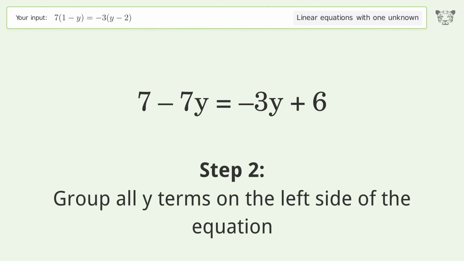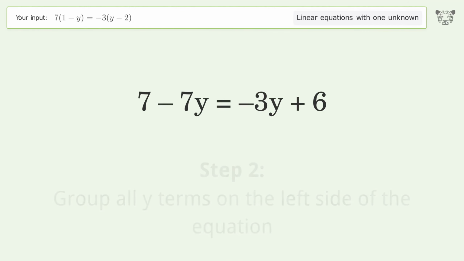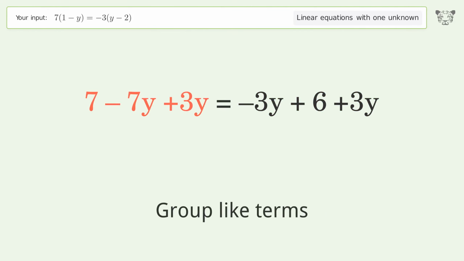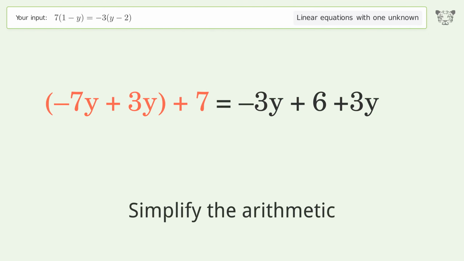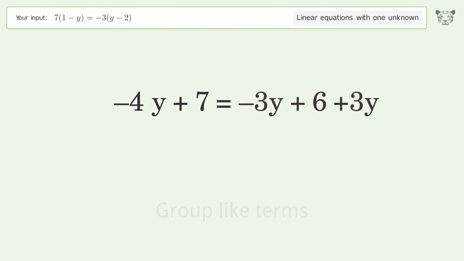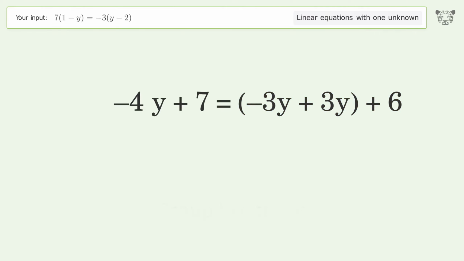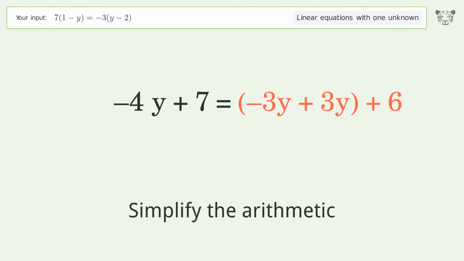Group all y terms on the left side of the equation. Add 3y to both sides. Group like terms. Simplify the arithmetic. Group like terms. Simplify the arithmetic.